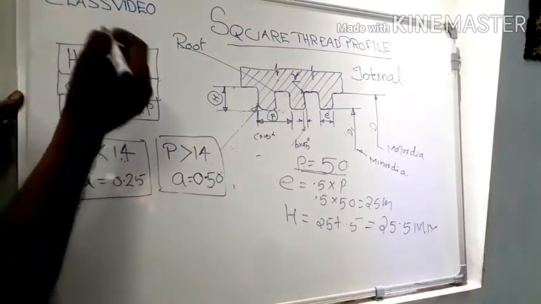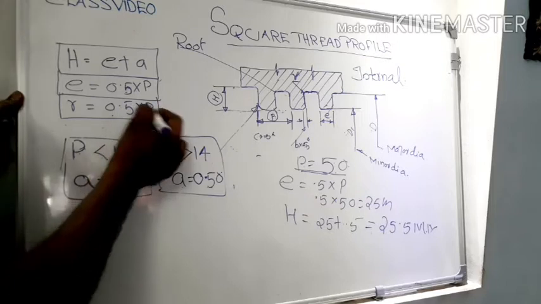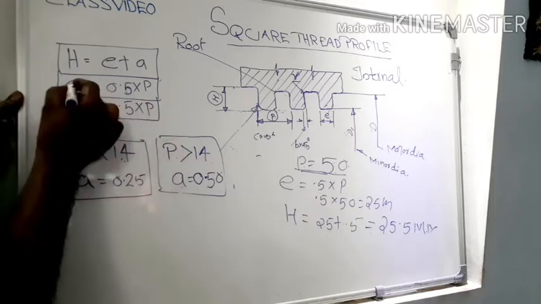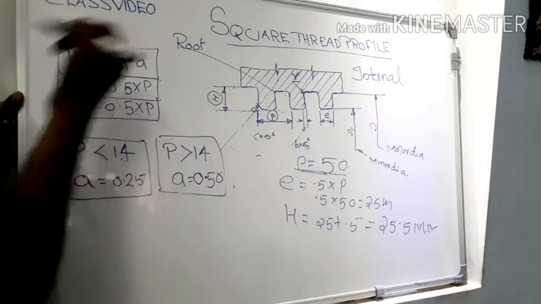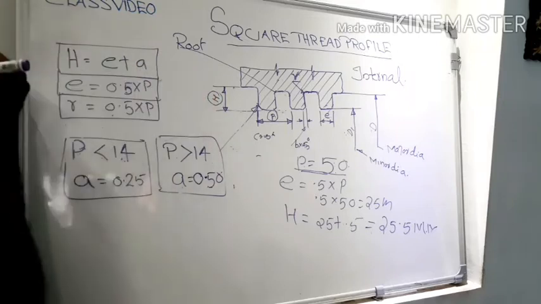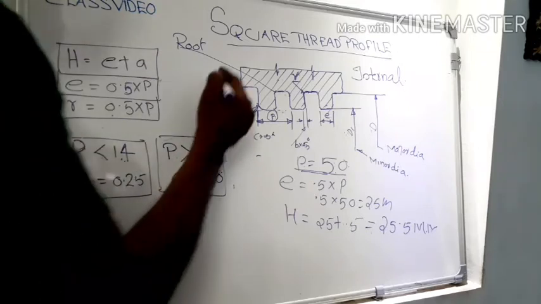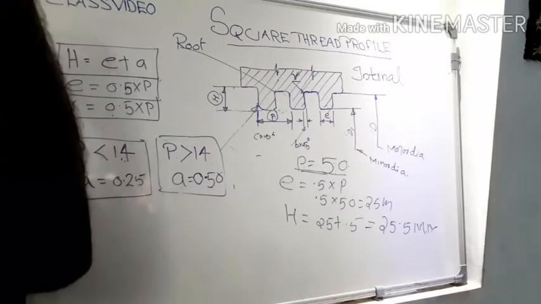Next one, R. What is the value of R? The value of R is equivalent to E. That is also 0.5 pitch. That is 25 millimeter. Now all the parameters are described here.